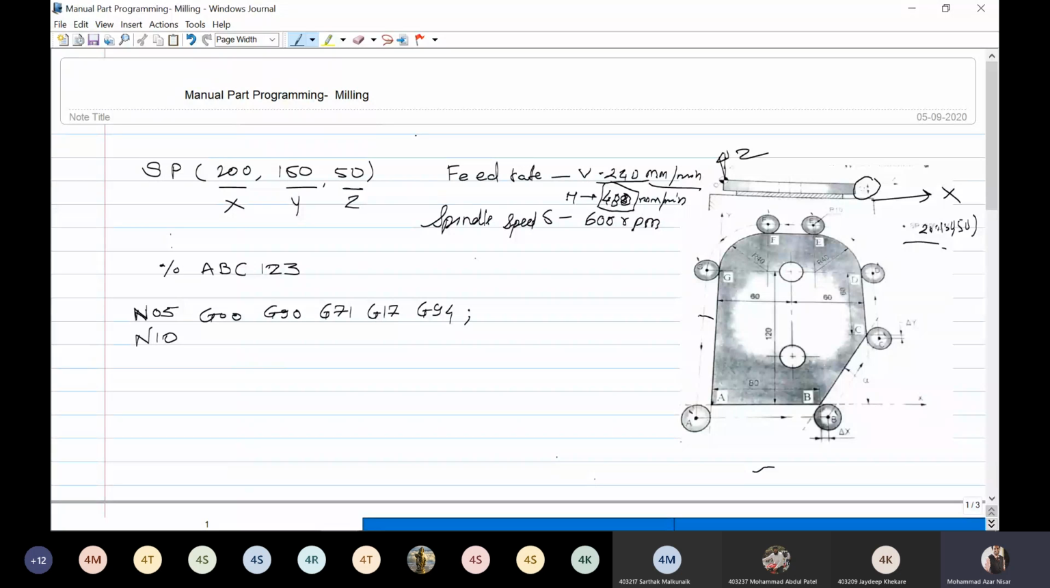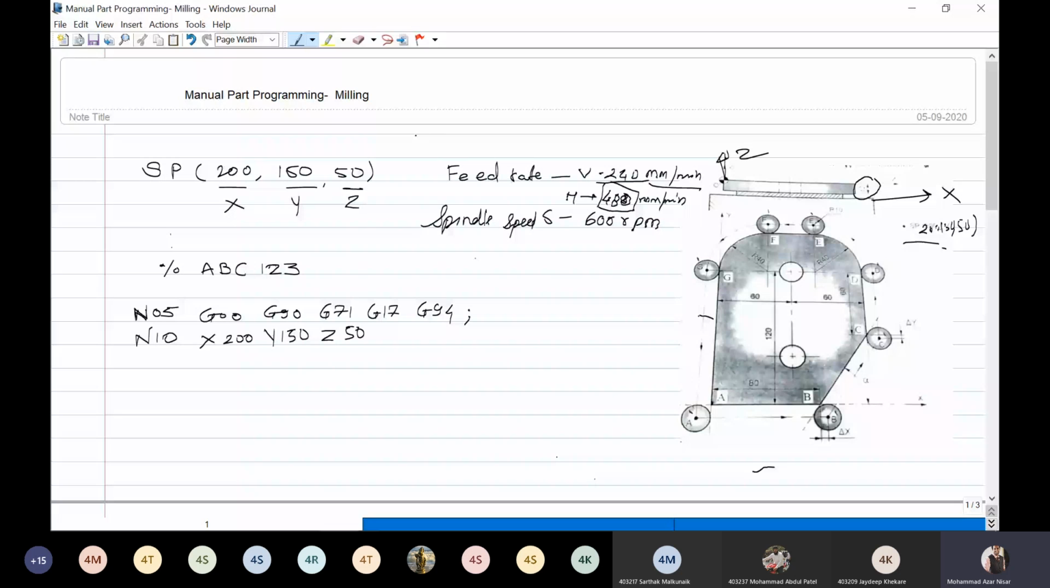N10 X200 Y150 and Z50. So this is the initial point which is mentioned here, that is the starting point of your tool: 200 is your X, 150 is your Y, and 50 is your Z.